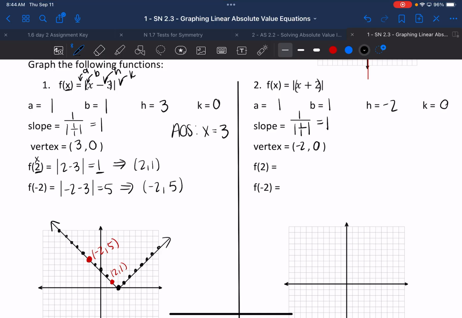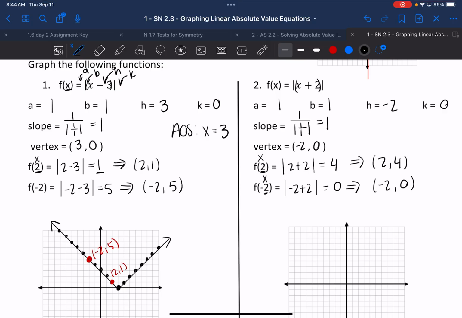Good. And then we need to make sure that we know these two coordinate points so we can double check them on our graph. So I'll have the absolute value of 2 plus 2, which is 4. And then also the absolute value of -2 plus 2, which would be 0. Right. So remember, this is where the letter X normally is. So that was our X value. So we have the coordinate point 2, 4. And then from the other one, we got the coordinate point -2, 0, right?